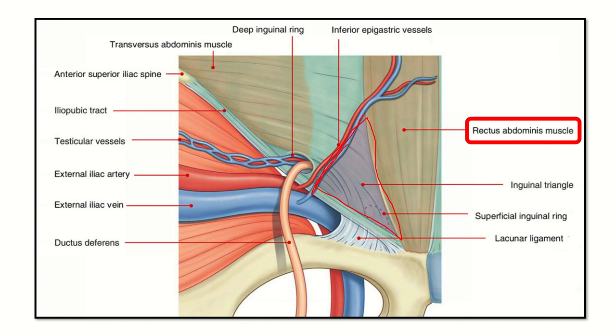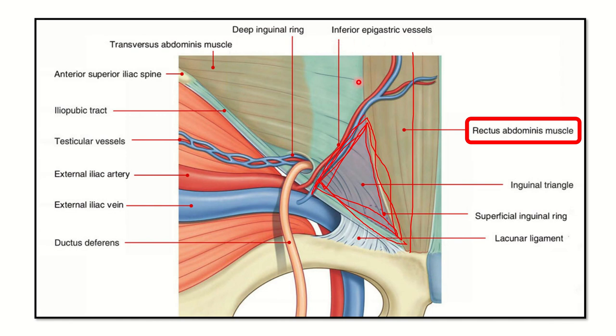And this triangle, if we mark this from here, this is a triangle. This triangle is the Hesselbach triangle, and it is at the midline where the rectus abdominis is located. Now let's see the boundary. Here medially we can see this is the rectus abdominis muscle. So the medial boundary of the Hesselbach triangle is the rectus abdominis muscle. Now you can see the lateral boundary here, and the lateral boundary is bounded by the inferior epigastric vessels.